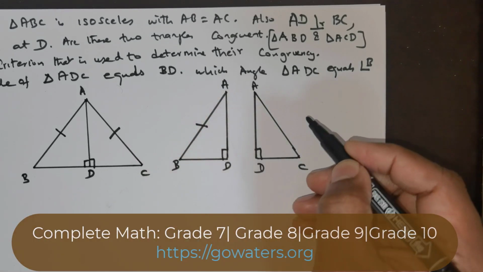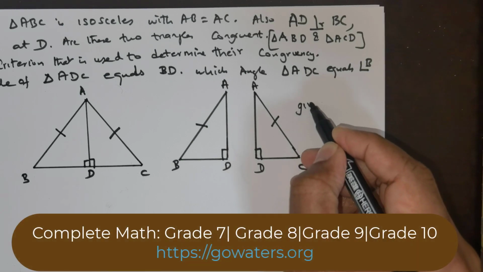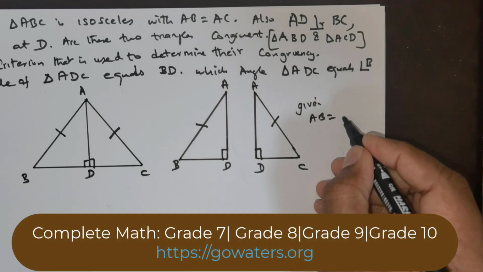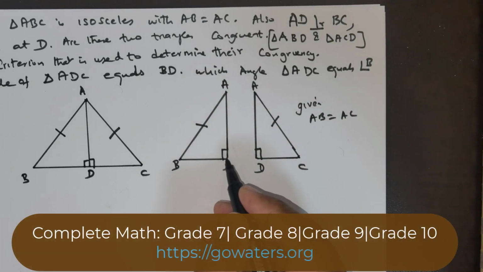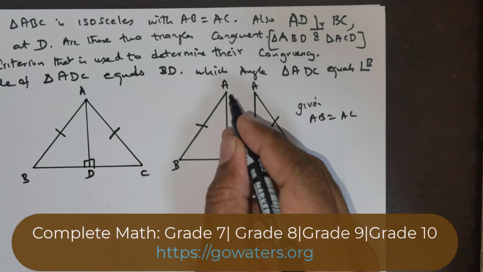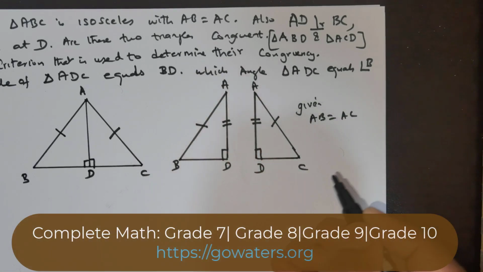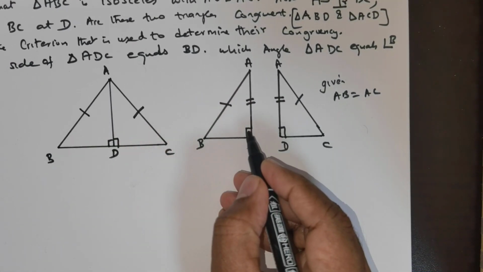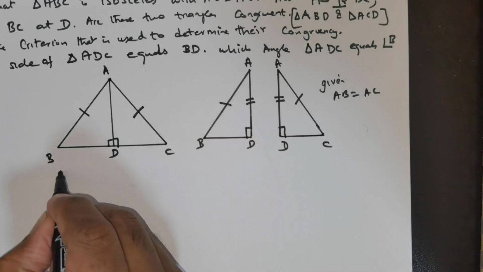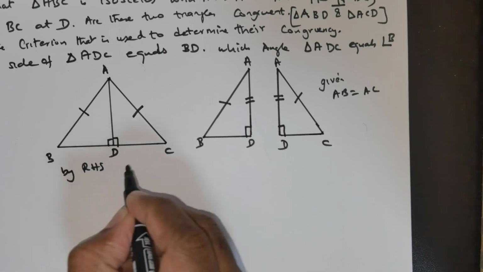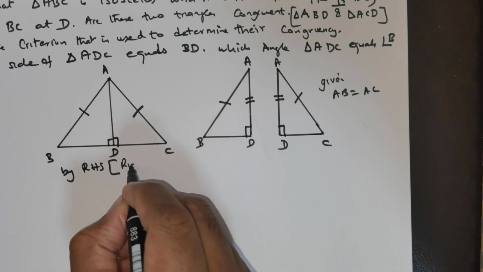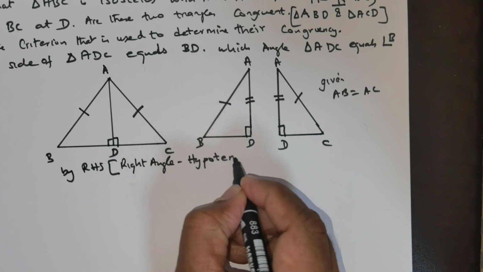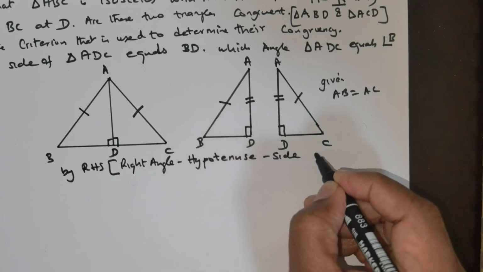This is same as this. It's given. What is given? Given AB is equal to AC. So you have a 90 degree here. And then they share a common height. So this height is same as this height. Now what criterion can we use? Clearly this is 90 degrees, so we can use the RHS. By RHS. So what does RHS stand for? RHS stands for right angle, hypotenuse, side criterion.